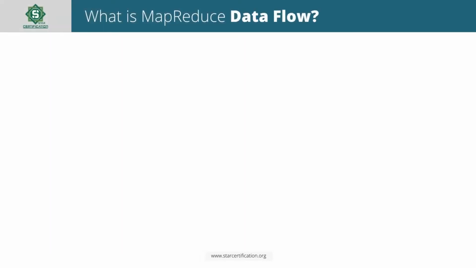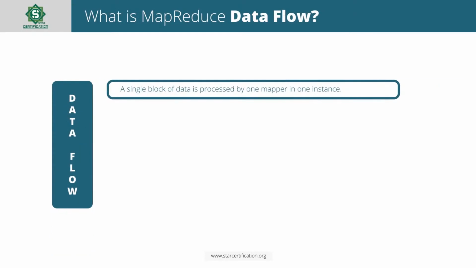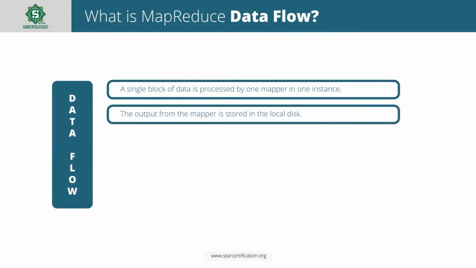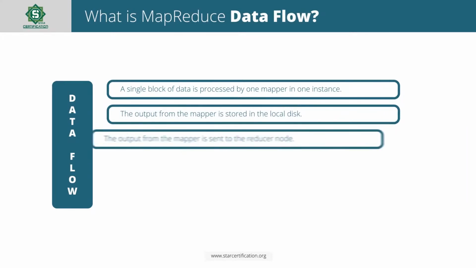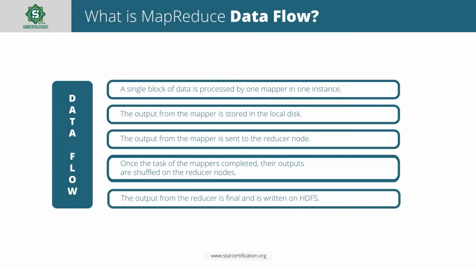What is MapReduce data flow? The data flow of MapReduce is as follows. A single block of data is processed by one mapper in one instance. The output from the mapper is stored on the local disk. The output from the mapper is sent to the reducer node. Once the task of the mapper is completed, their outputs are shuffled on the reducer nodes. The output from the reducer is final and is written on HDFS.